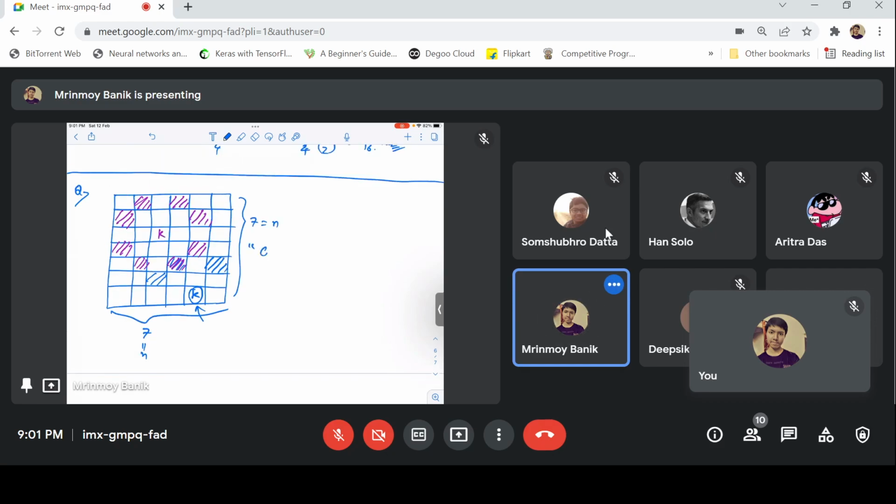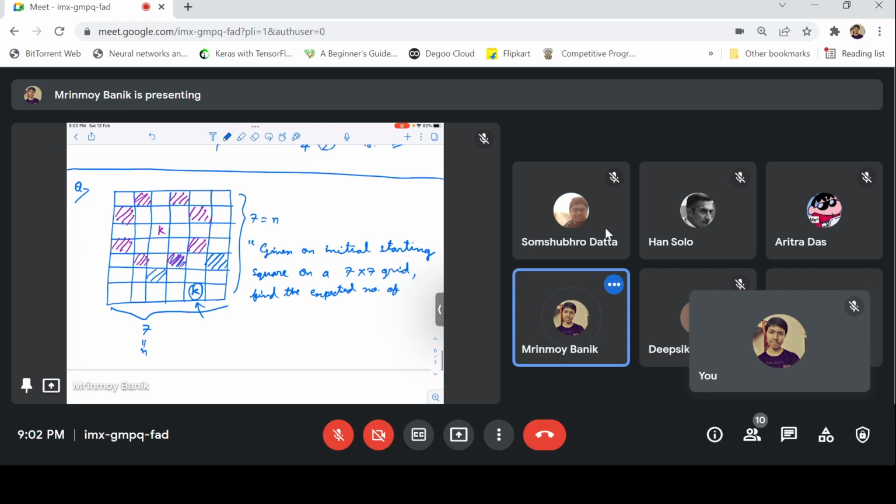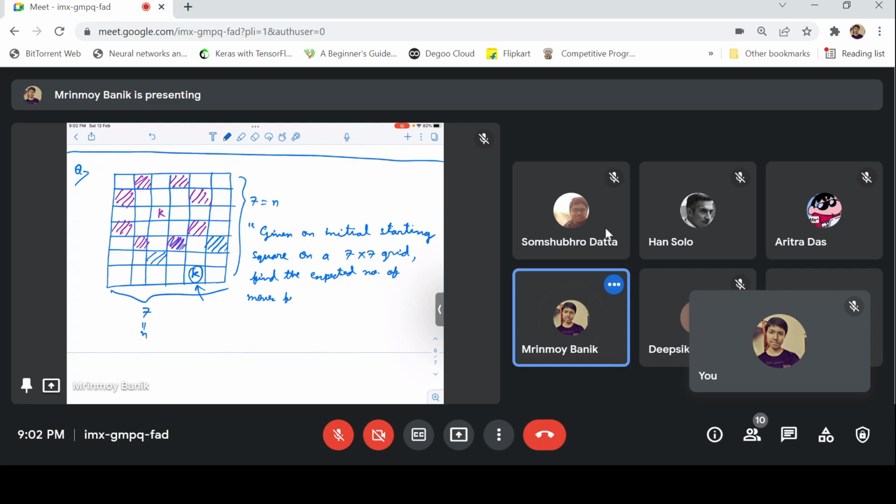So the question is, given an initial starting square on a 7 by 7 chessboard or grid, find the expected number of moves for the knight to return to the starting cell.